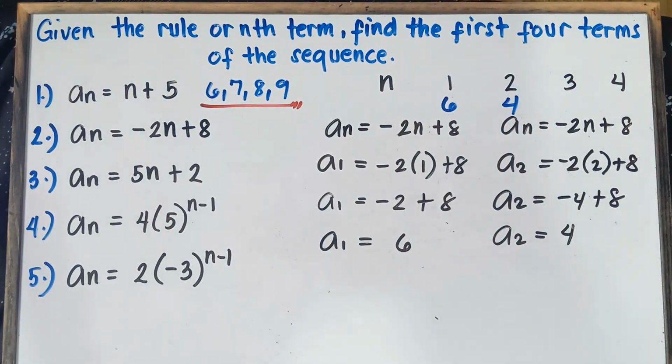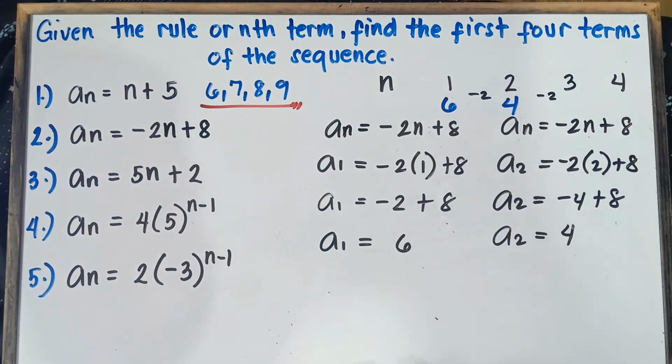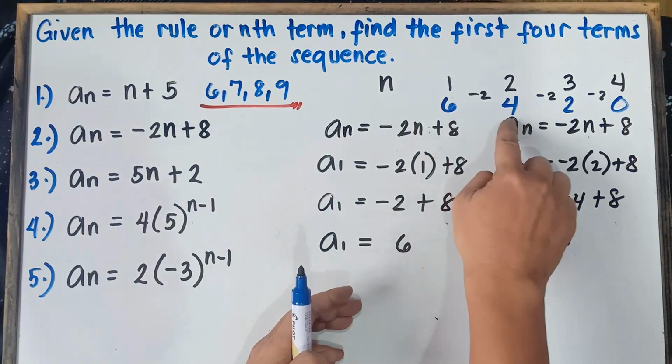So as you can see, class, we subtract 2, right? The common difference is 2. So 6 minus 2, this will be 4. And then 4 minus 2, this will be 2. And then 2 minus 2, this will be 0. So already have the idea, class, that our answer, that would be 6, 4, 2, and then 0.